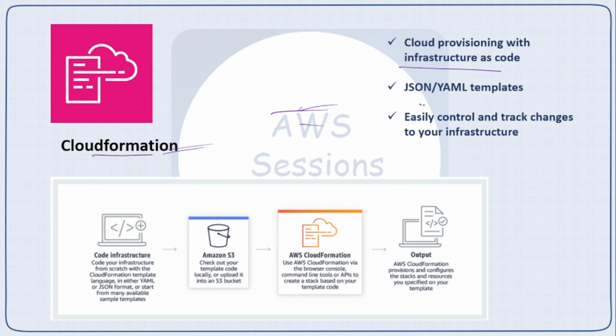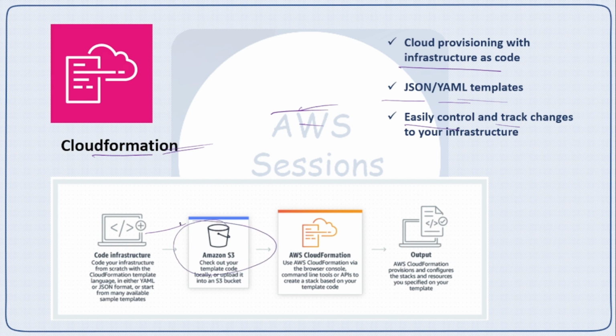Here you are allowed to create JSON or YAML templates, that is a CloudFormation template. You can define that you want to create an EC2 instance or RDS or whatever resource in this template, and you can create stacks. That is what we call them in CloudFormation. You can create stacks and your resources will be created. Suppose you have a template that creates 5 EC2 instances, and once you deploy, your 5 EC2 instances will be created. It is very easy to control and track changes because you can modify your template and update it, and your resources will be updated.